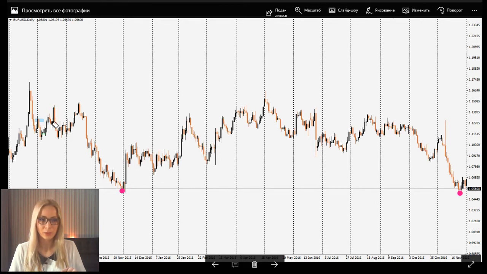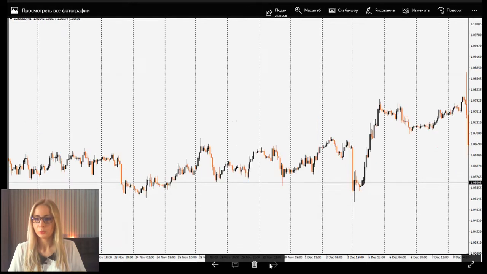So let's make the first rule, and it is: take a look at the situation on the higher time frame. It will take a couple of minutes for you, but it will save you money, okay? And take a look at the price reaction.